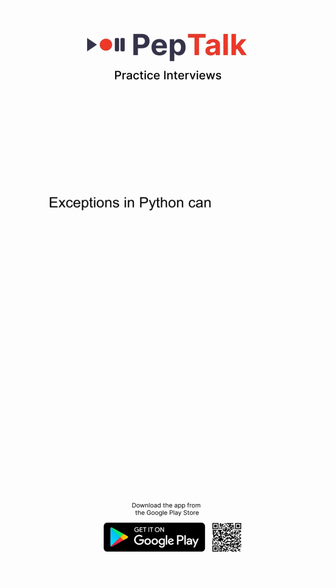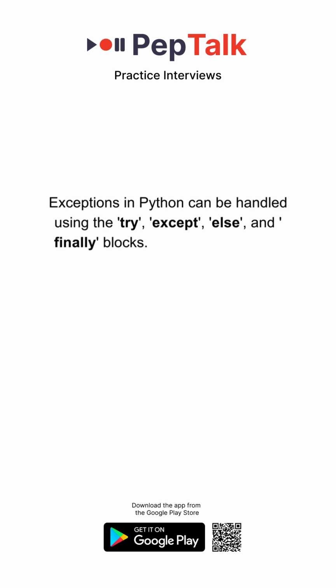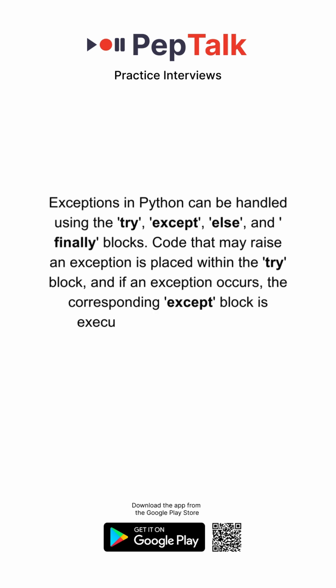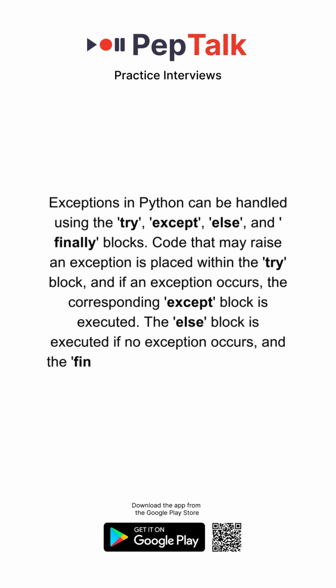How can you handle exceptions in Python? Exceptions in Python can be handled using the try, except, else, and finally blocks. Code that may raise an exception is placed within the try block, and if an exception occurs, the corresponding except block is executed. The else block is executed if no exception occurs, and the finally block is executed whether an exception occurs or not.